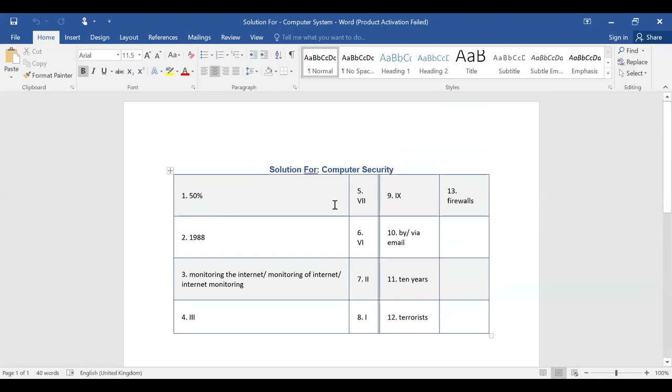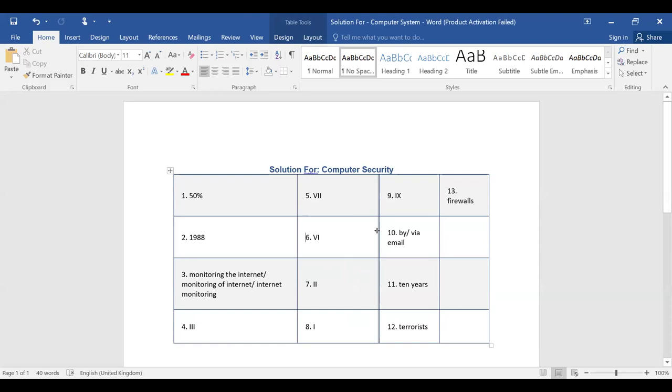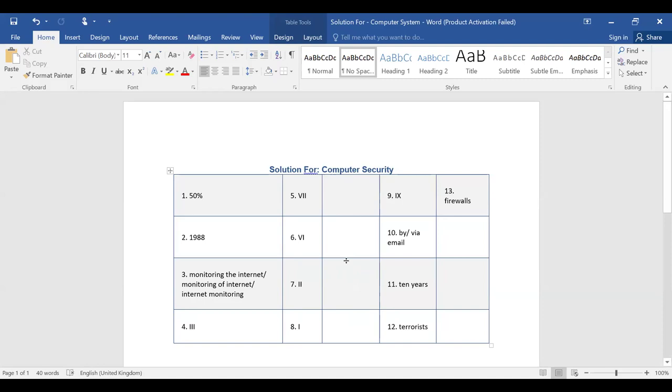Sir, number one, the 50%. Sir, number 1 to number 7 is supposed to be the Roman numerals, and I think from 8 to 11 is true or false or not given. Yes. But your answer doesn't correspond to that. Oh boy, I may have sent you the wrong answers.